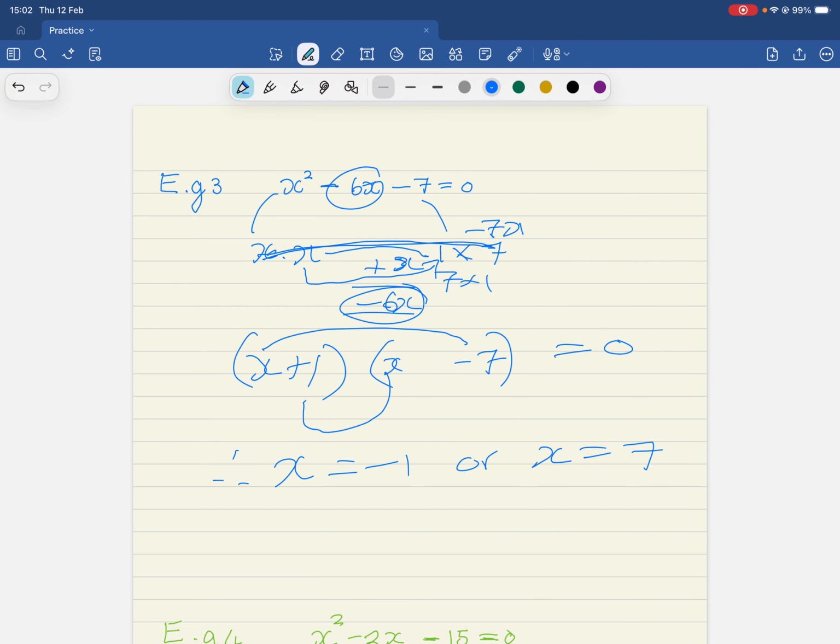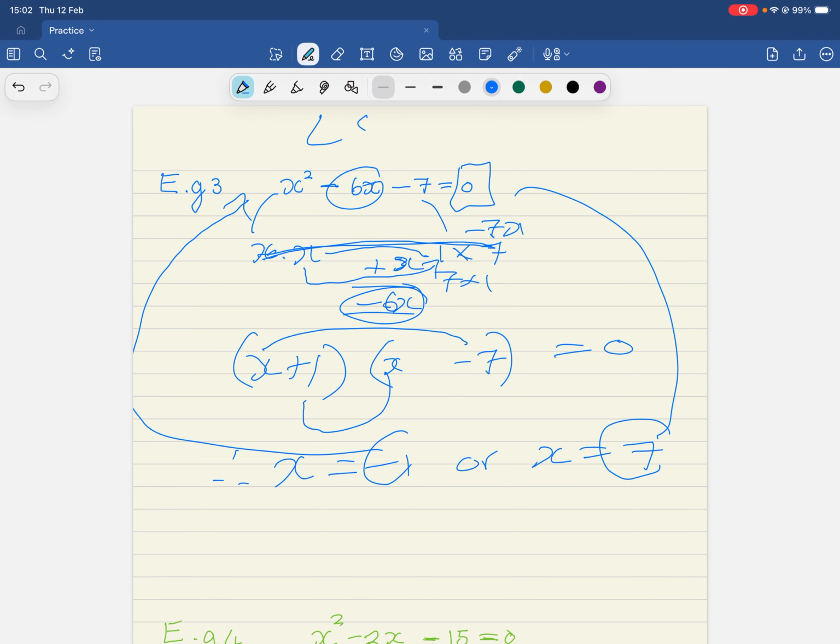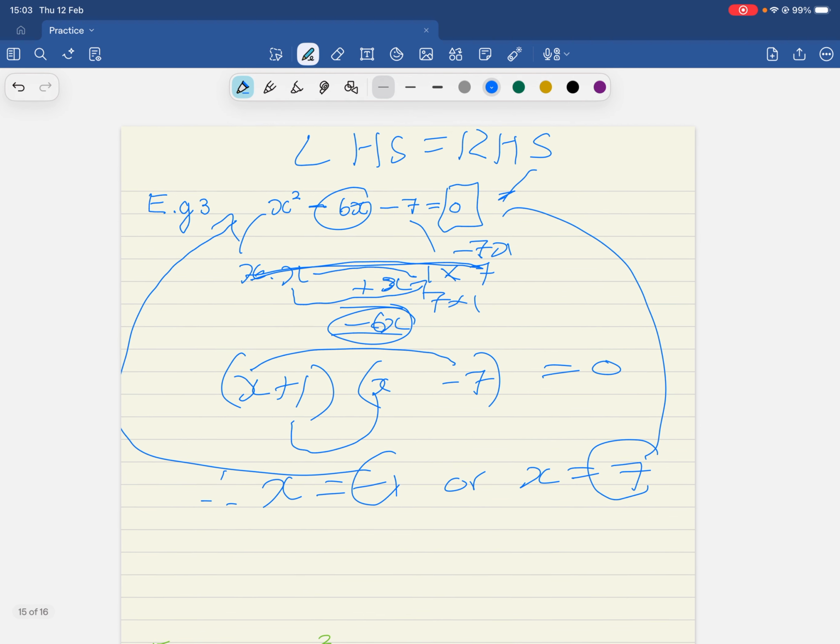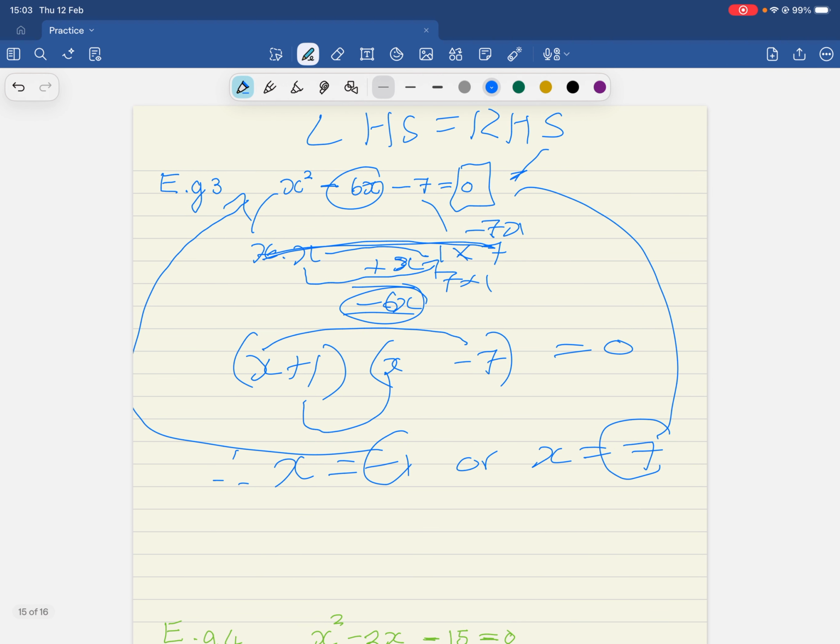If you take these values and put them back into the equation, you will get 0. That's also how you check that the left-hand side equals the right-hand side. If the left side is 0 and it's equal to the right side, which is 0, then you know in fact it is a solution. It makes the equation true.